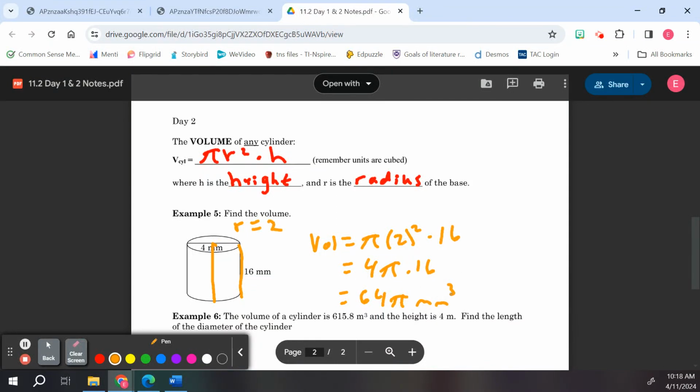Now, sometimes you are going to be asked to leave something in terms of pi. That is what they're talking about, or an exact answer. This, in terms of pi, is also known as the exact answer.